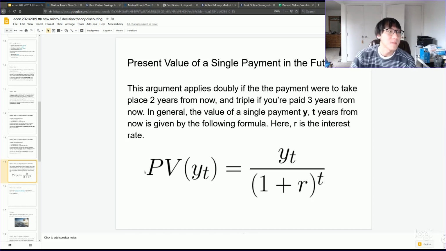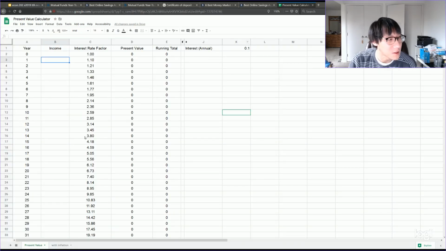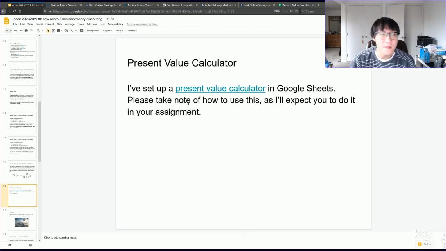Now, there's no point in doing this calculation manually. I could have you compute this number for a certain number of years in the future, but doing it manually is just a bunch of work on your calculator. What I do want you to learn is how to use this document right here. This is a present value calculator that I've set up for you, and this can handle basically any sort of payment over time. I'm going to show you how to use this calculator, and then I want you to practice using it on your homework.